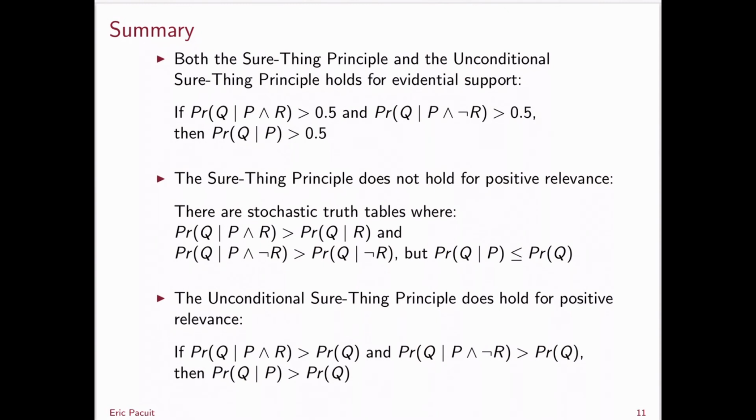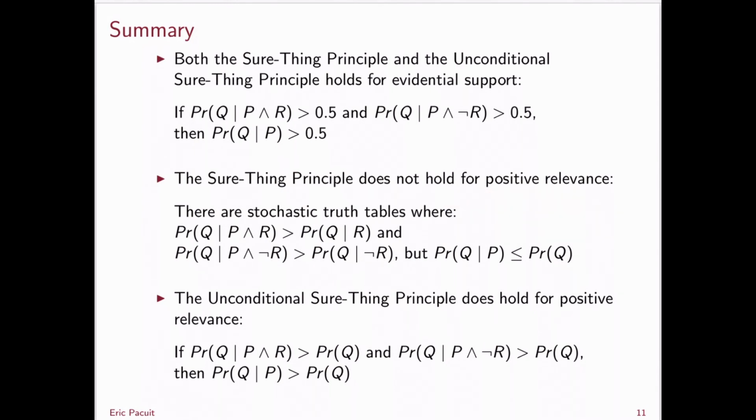So to summarize, both the sure thing principle and the unconditional sure thing principle hold for evidential support. That is, if the probability of Q given P and R is greater than 0.5, and the probability of Q given P and not R is greater than 0.5, then the probability of Q given P must be greater than 0.5. But the sure thing principle does not hold for positive relevance.